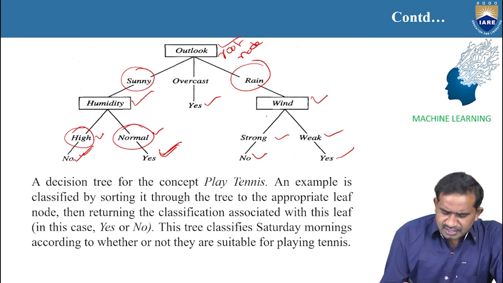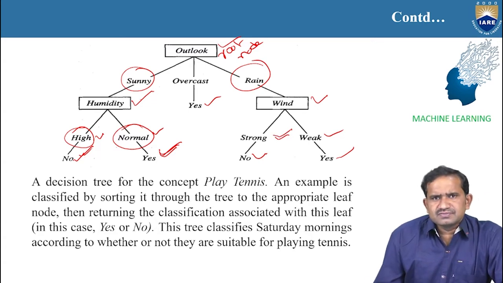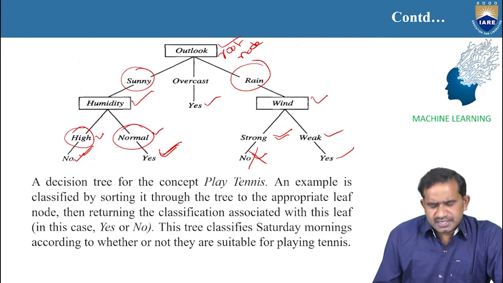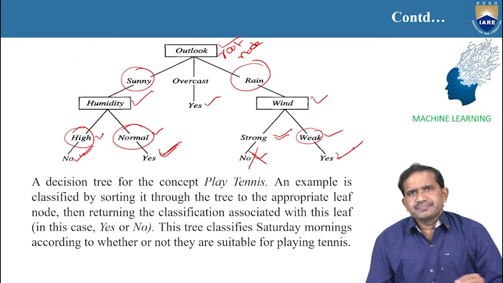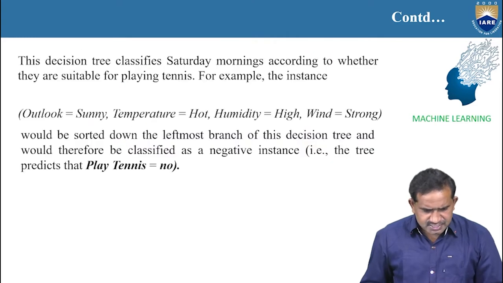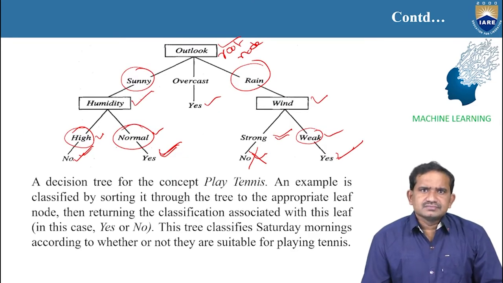From there, if the wind is strong, because the wind power is very high, automatically there is no chance to play tennis. In case the wind power is weak, there is a chance to play the game. So in this example, we mainly discuss whether we play the game or not.